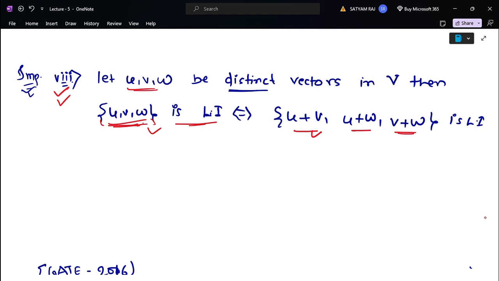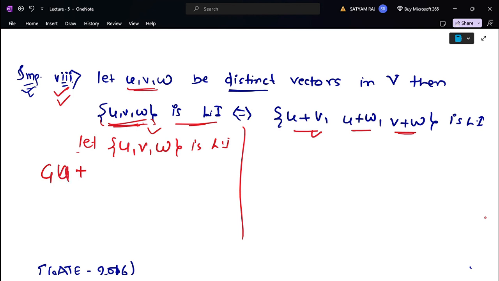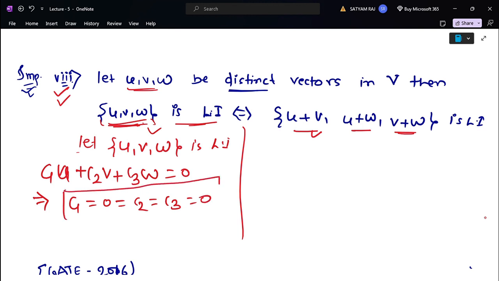Do the first part, and it will be easy to prove. Let u v w be LI. What it means is c1 u plus c2 v plus c3 w equal to 0, and it will imply c1 equal to c2 equal to c3 equal to 0, meaning all the constant terms are 0.